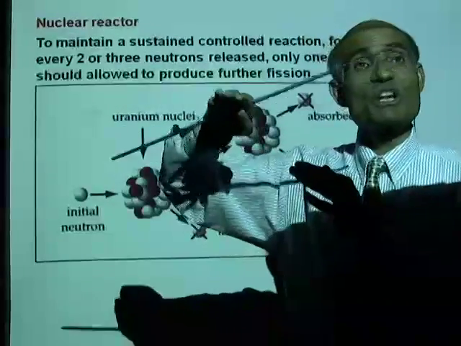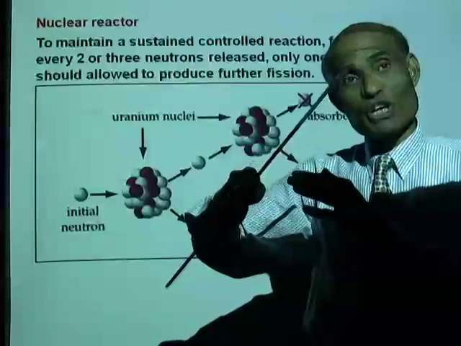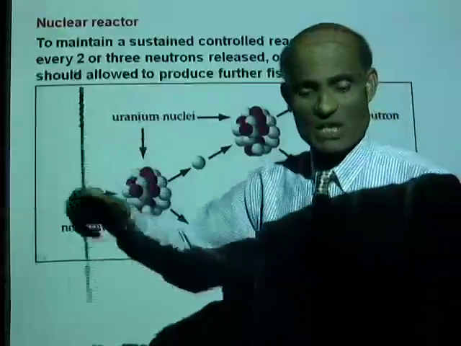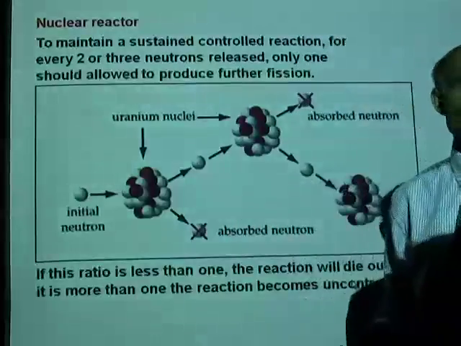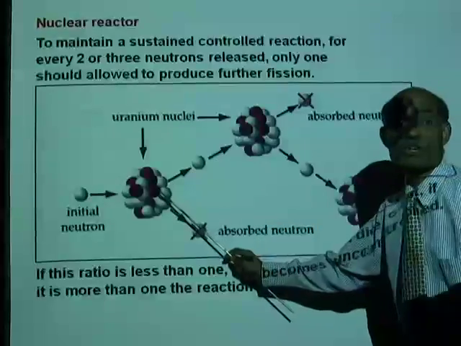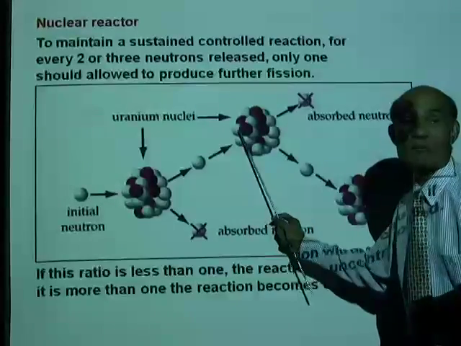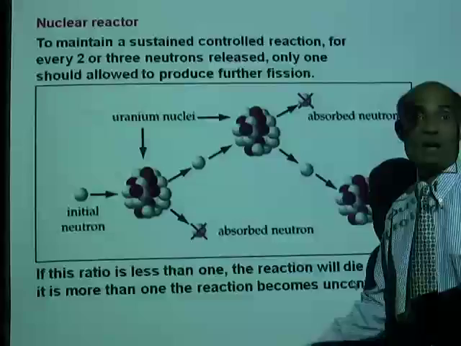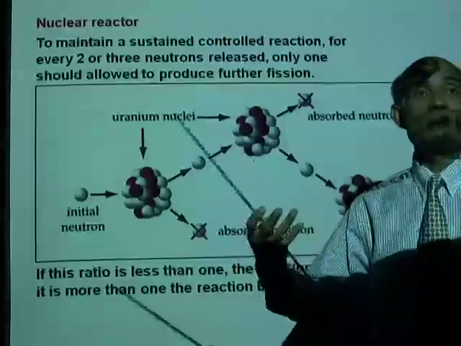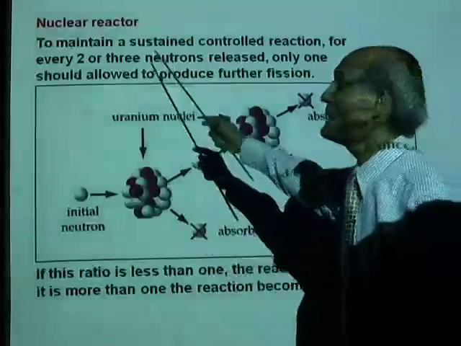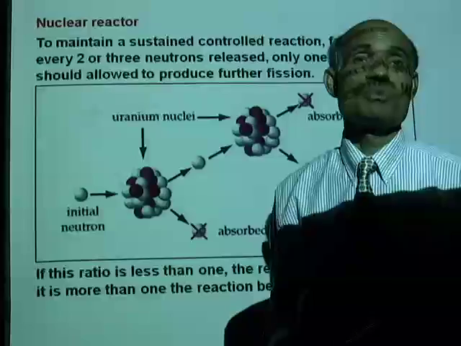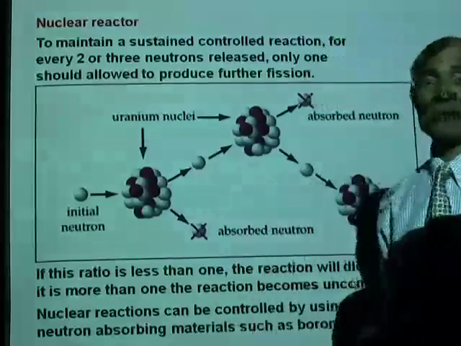The rate of fission cannot accelerate. It cannot decelerate. It has to be maintained at a constant rate. If the ratio of neutrons available for further fission is less than 1, the reaction will die down. If it is more than 1, it becomes a bomb. If you make a reactor and it becomes a bomb, well, then we failed in our purpose.